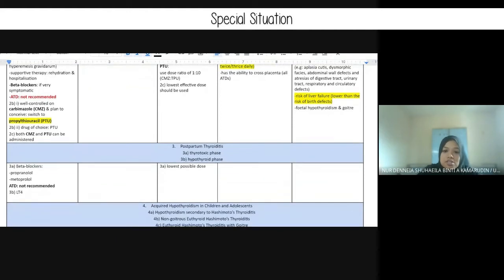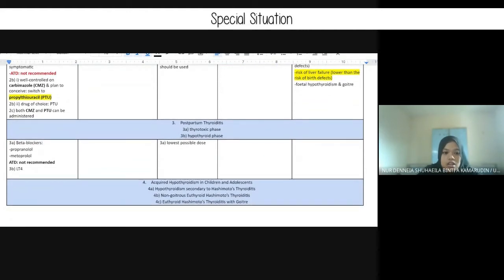And next special situation is postpartum thyroiditis. Women in the thyrotoxicosis phase of postpartum thyroiditis who are symptomatic should be treated with beta blockers. During this phase, anti-thyroid drugs are not recommended. Examples of beta blockers that are safe for lactating mothers are propranolol and also metoprolol. These should be given at the lowest possible dose. We just give these beta blockers to alleviate the symptoms.